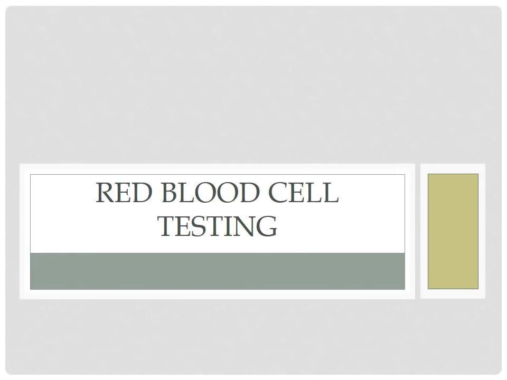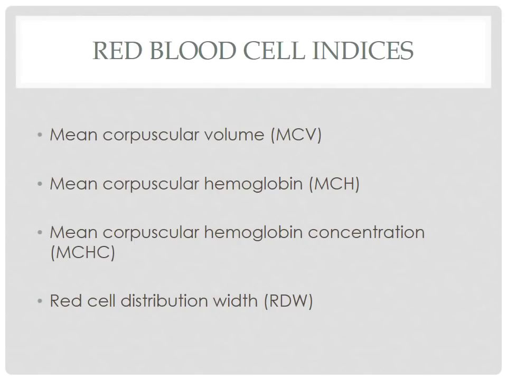Let's start by discussing red cell testing. First, we'll discuss the red blood cell indices. Red blood cell indices are mean corpuscular volume, mean corpuscular hemoglobin, mean corpuscular hemoglobin concentration, and the red cell distribution width. We'll discuss each of these in the coming slides.